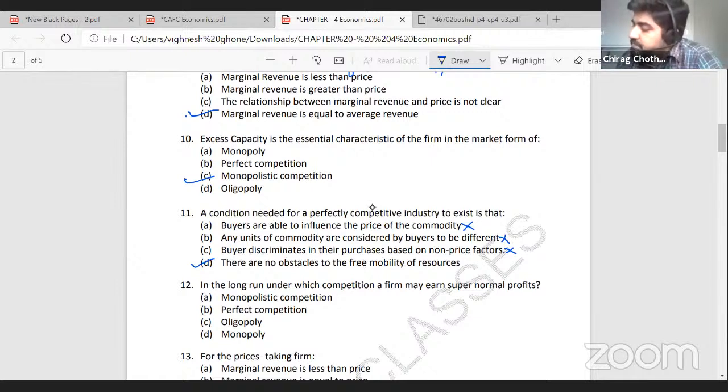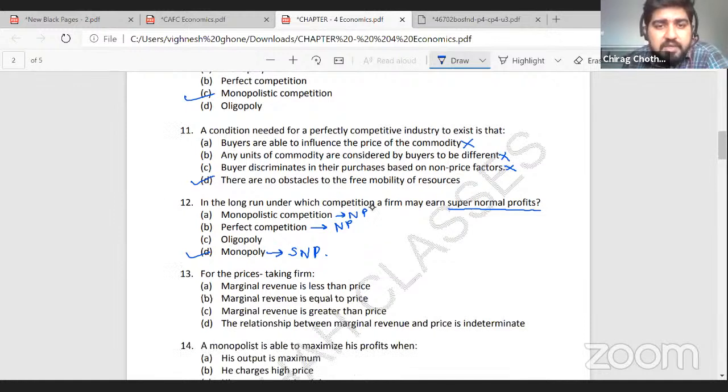In the long run, in which competition a firm may earn super normal profit? In monopolistic competition, friends, a firm may earn normal profit. In perfect competition, a firm may earn normal profit. Oligopoly cannot be determined because of price rigidity, but still, if you want to discriminate and select one, then it will be normal profit. But in monopoly, because you are the only seller in the market and you can earn maximum profit, then you should go for super normal profit only. So in case of monopoly, the firm may earn super normal profit. That will be the correct answer.